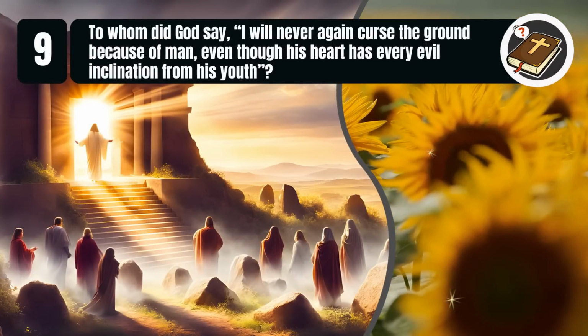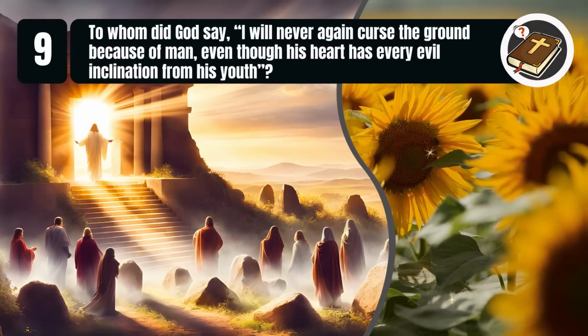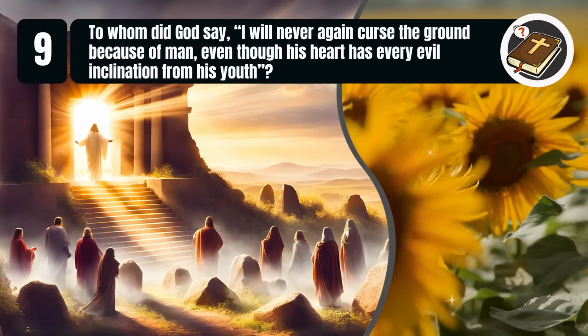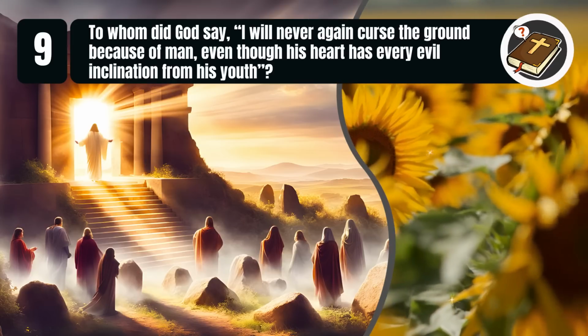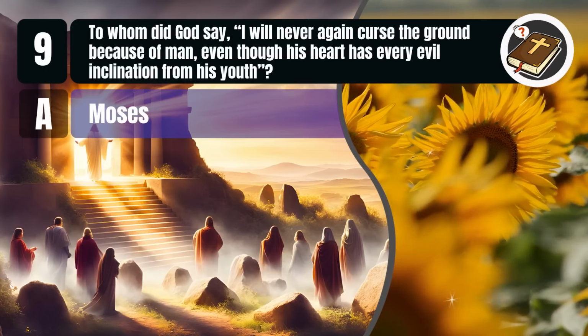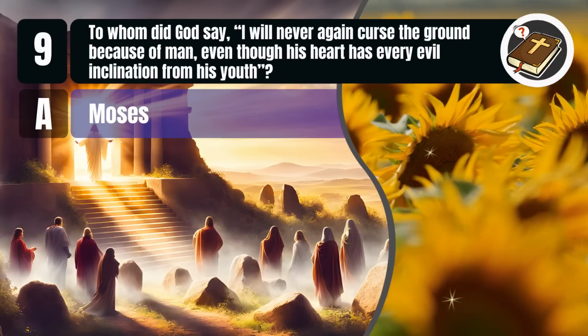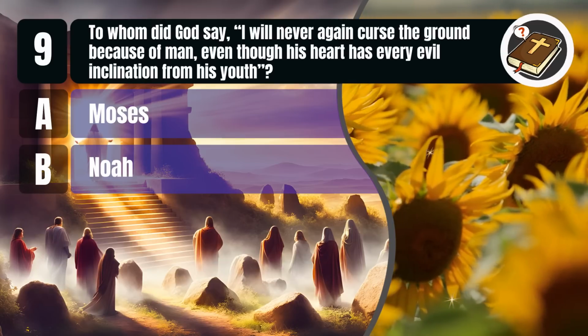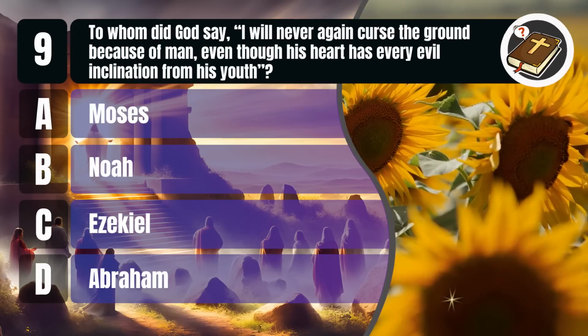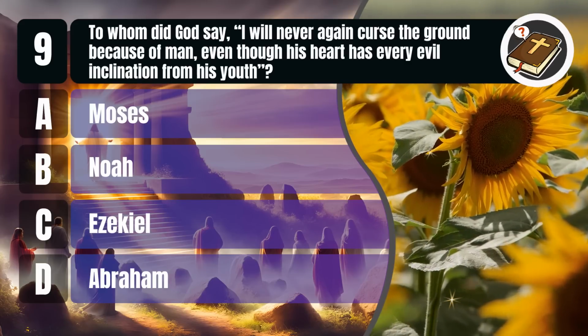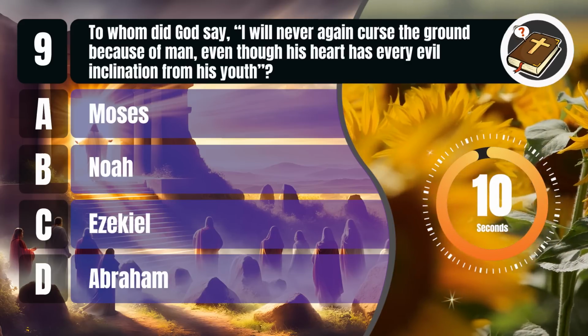Question 9. To whom did God say, "I will never again curse the ground because of man, even though his heart has every evil inclination from his youth"? A. Moses. B. Noah. C. Ezekiel. D. Abraham. You get 10 seconds.